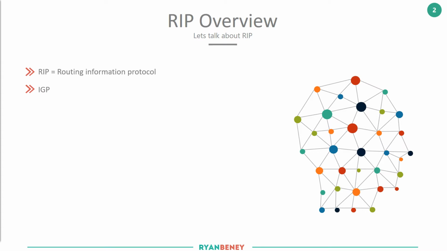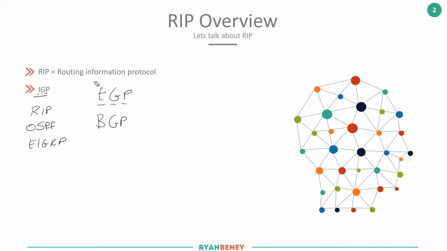RIP is part of an IGP. Remember, we had two categories. We had IGP, which stands for Interior Gateway Protocol, and this is where things like RIP, OSPF, EIGRP, a bunch of protocols sit. And we also have EGP, the Exterior Gateway Protocol, which is where BGP sits. And we said in the previous videos that EGP is between autonomous systems, or sometimes referred to as administrative controls, and IGP is within it.